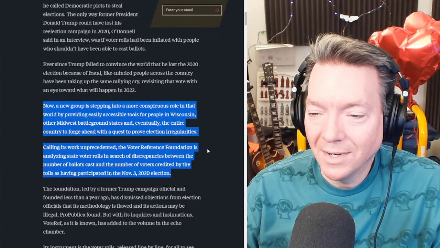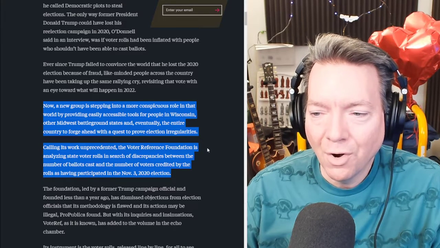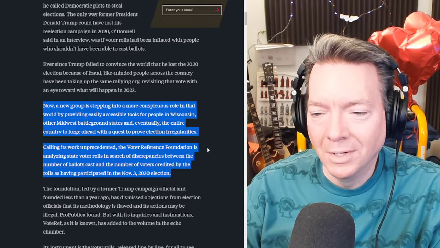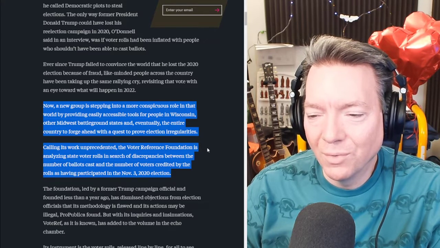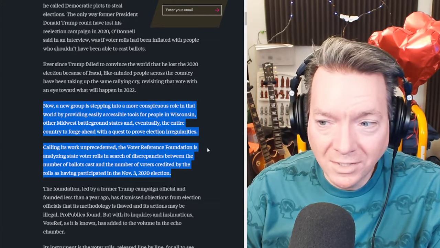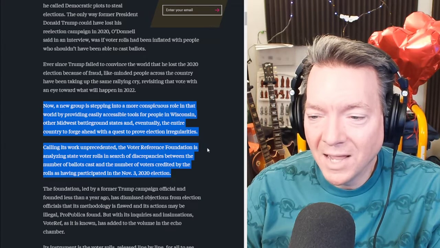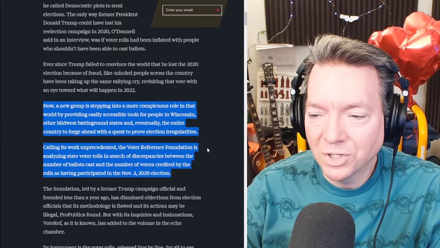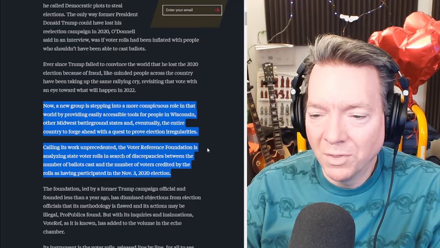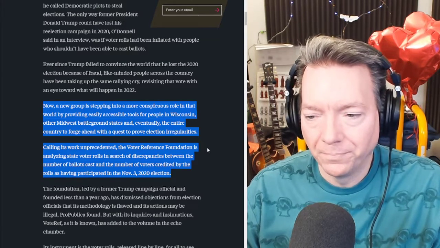Calling its work unprecedented, the Voter Reference Foundation is analyzing state voter rolls in search of discrepancies between the number of ballots cast and the number of voters credited by the rolls as having participated in the November 2020 election.